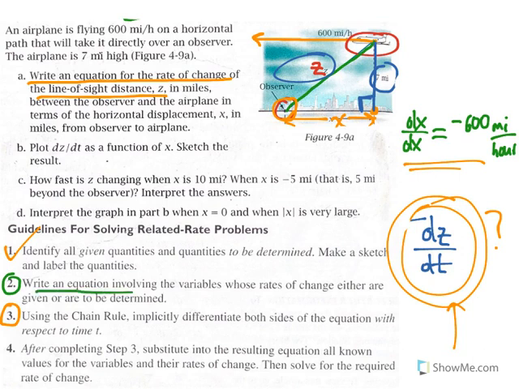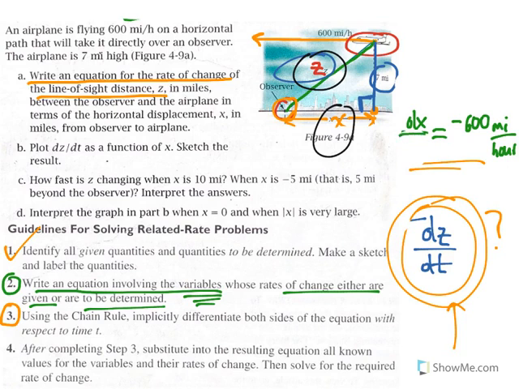So step 2, write an equation involving just the variables whose rates of change either are given or to be determined. So the variables are x and z. And we're going to write an equation that does not involve dx/dt or dz/dt. By the way, this is dx/dt. We're going to write an equation involving just x and z using what we have here in our diagram.